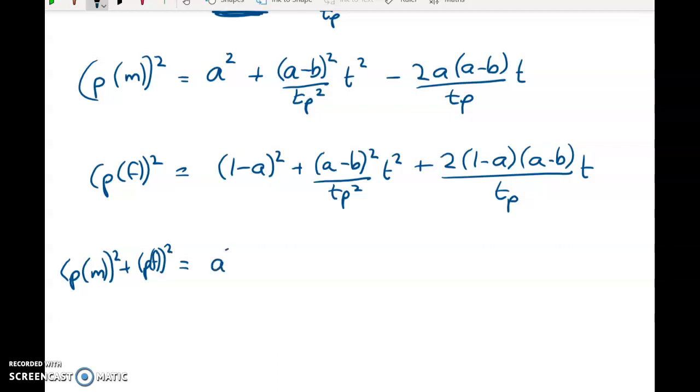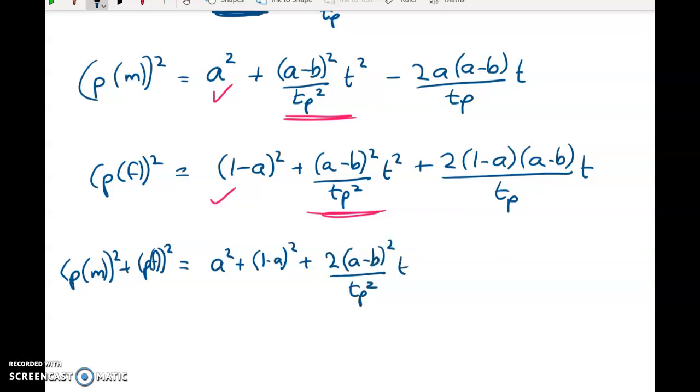And we'll have a squared plus 1 minus a squared. So I'm going term by term here. So that's that done. And now I'm going to add these two, plus 2 times (a minus b) squared over TP squared, times t squared. And this last one I'm going to go very slowly with.